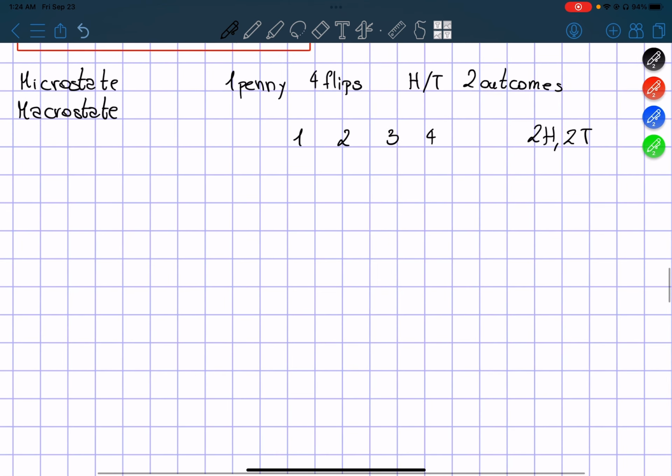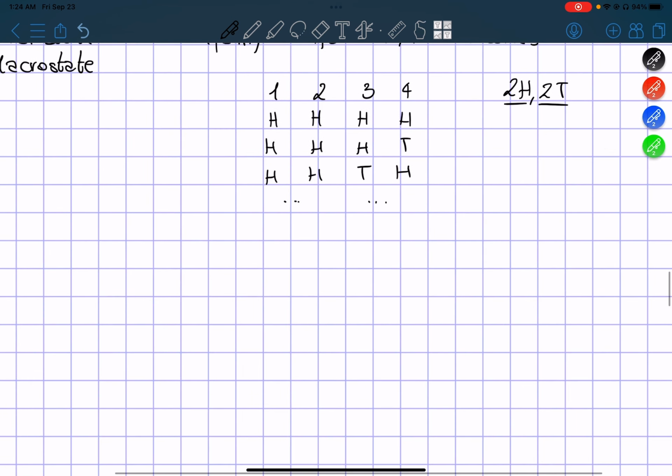So I can start by saying the first time that I flip it, it's going to be a head, second time a head, third time a head, fourth a head. Then I flip it again, I get head, head, head, tail, then head, head, tail, head. And it can keep going on and on. However, these are not the ones that we're interested in right now, as they do not have 2 heads and 2 tails.